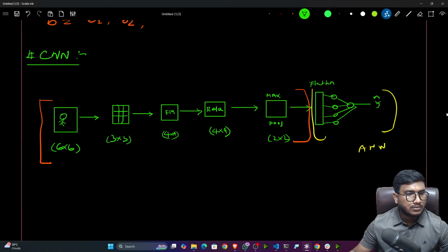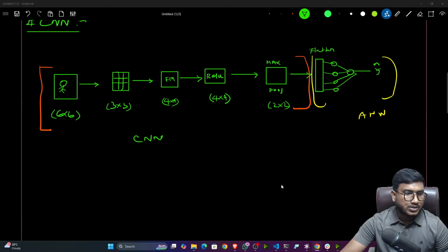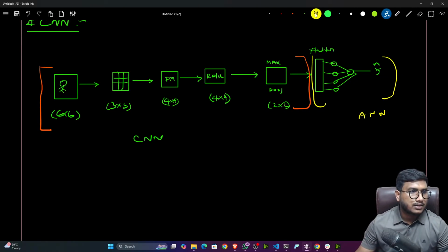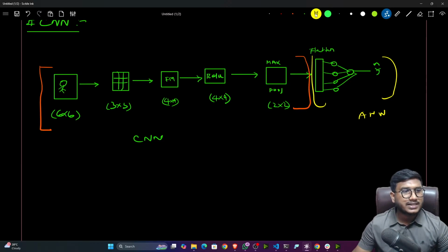That means in both CNN and ANN, backpropagation will be happening, in both places. Now, first of all, let's try to figure out the weights we have in this particular architecture. Now, see the first weight. You can see whenever you apply these filters, this filter is nothing but the weight.